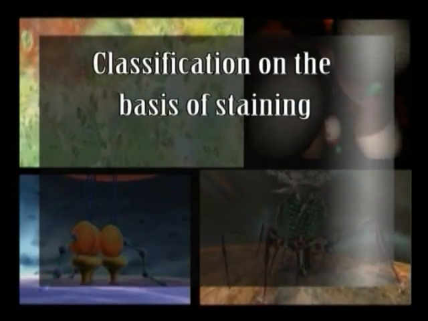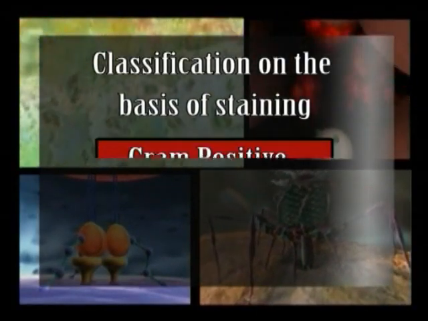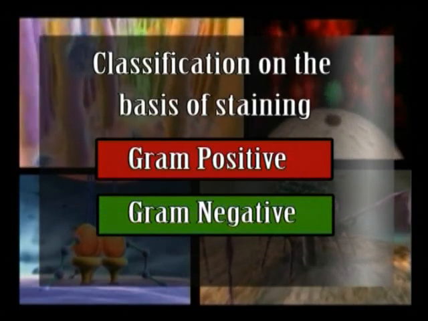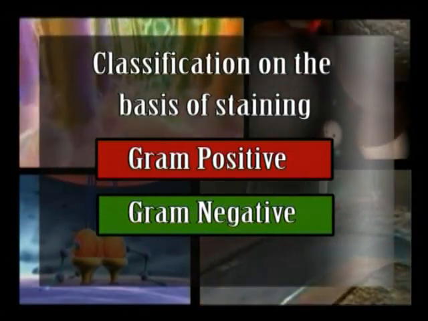Now, on the basis of their staining, they are classified as gram-positive and gram-negative bacteria. Bacteria which retain gram stain during the staining even after decolorization are called gram-positive, whereas those which lose stain after alcohol treatment are known as gram-negative bacteria.